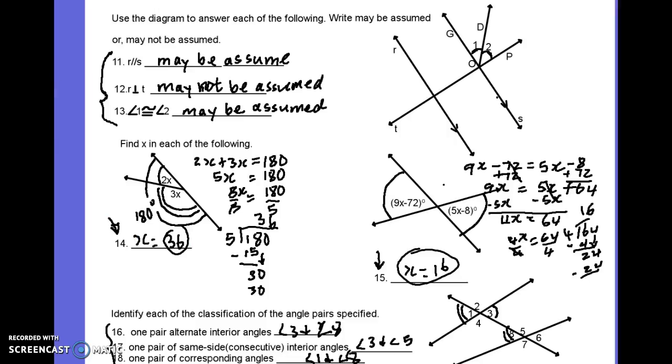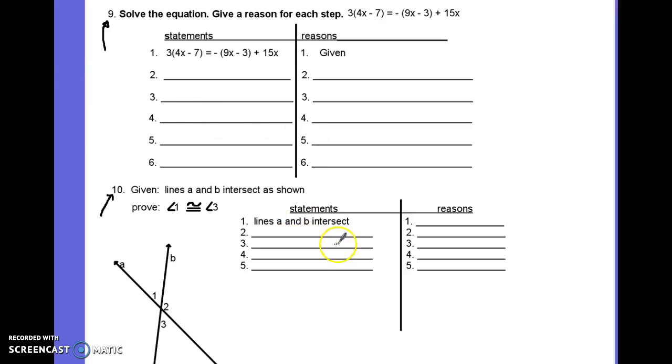Now let's go to one which we did not touch in class for some. And that is this one right here. This might be the last one we were able to do, so pay close attention as we do this one. Given lines A and B intersect as shown. This is line A. This is line B. We're required to prove that angle 1 and angle 3 are congruent, and you know these are vertical angles. So we're actually proving the vertical angle theorem here. So let's go ahead and do it.